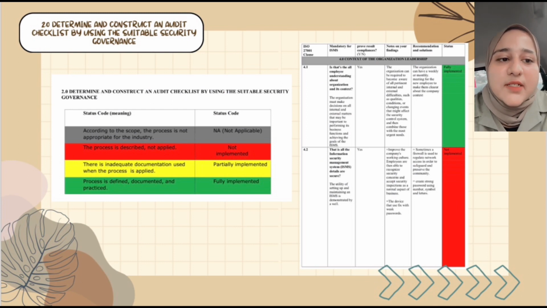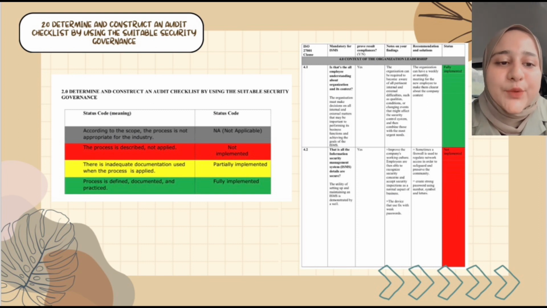The organization can be required to become aware of all pertinent internal and external difficulties, such as qualities, conditions, or changing events that might affect the security control system, and then combine those with the most urgent needs. For the recommendation and solution, the organization can have a weekly or monthly meeting for new employees to make them clearer about the company context.